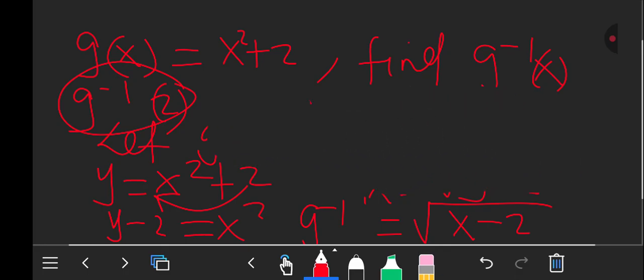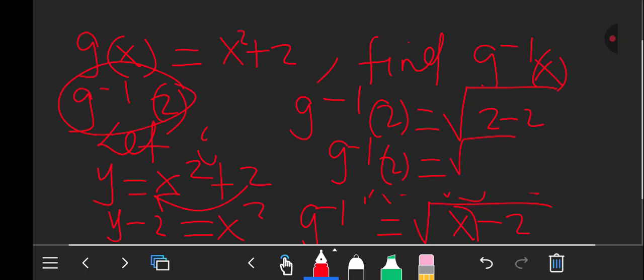So g inverse of 2, meaning that in this function g, where there is x, substitute 2. Okay? So it will be square root of, where I see x, there I'll substitute 2, then minus 2. So g inverse of 2 will be equal to what? Square root of 2 minus 2 is 0. Square root of 0 is just 0, because 0 times 0 is 0. Okay?